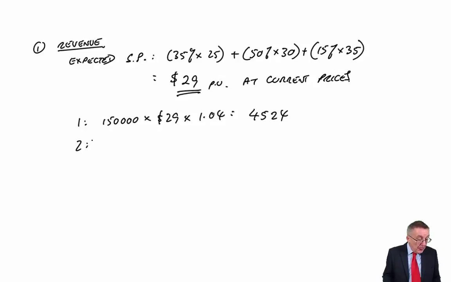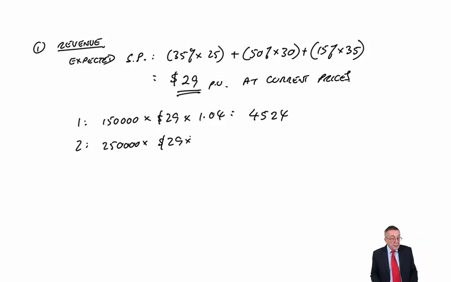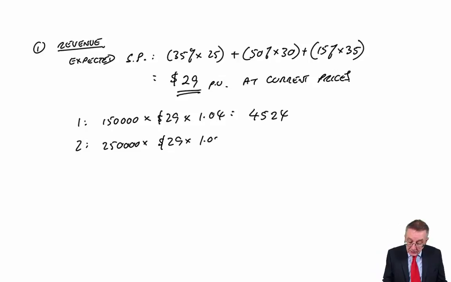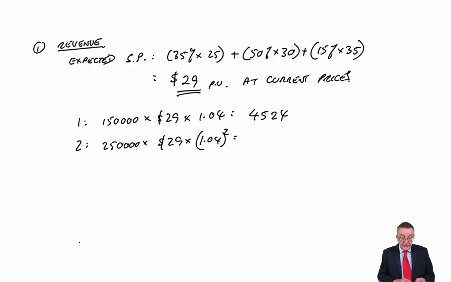Time 2, the sales are 250,000 units. Selling price, 29 at current prices, inflating at 4% a year, but this time for 2 years, so 1.04 squared. Which gives us, again in thousands, 7,842.